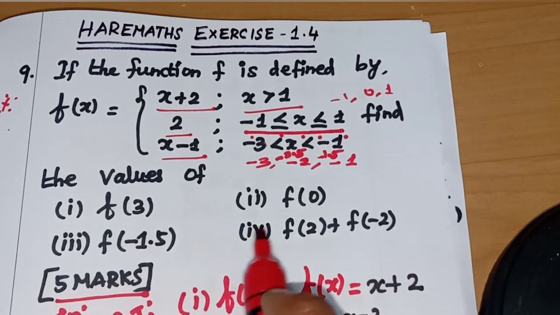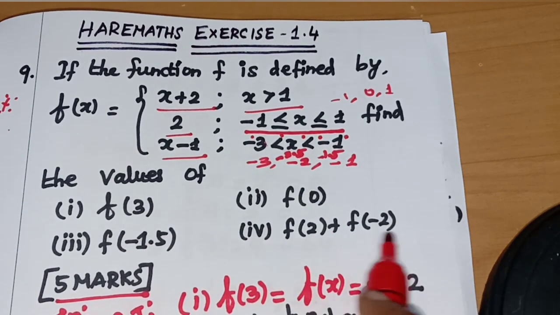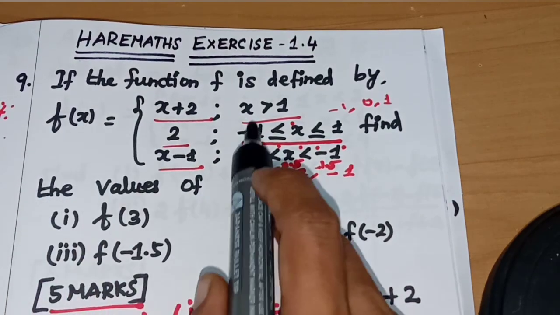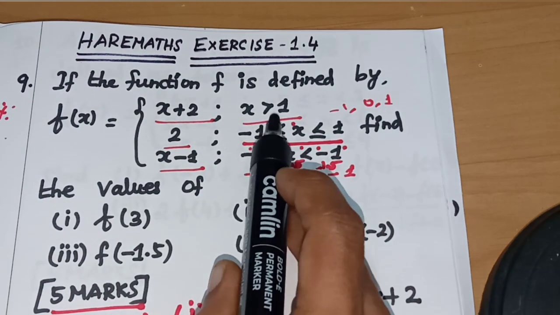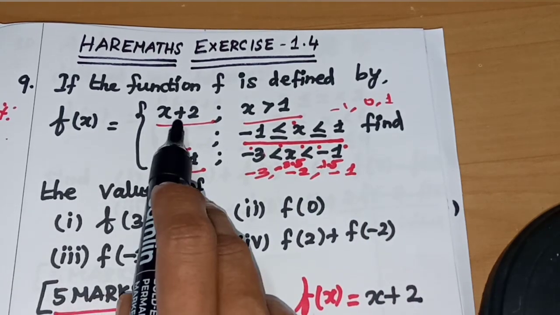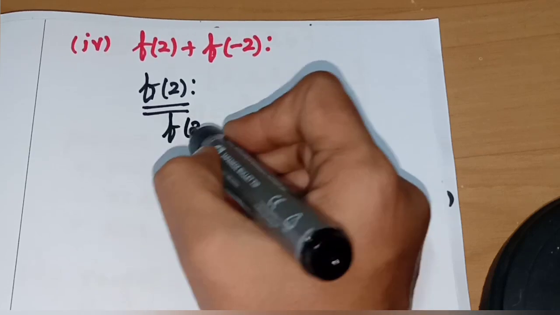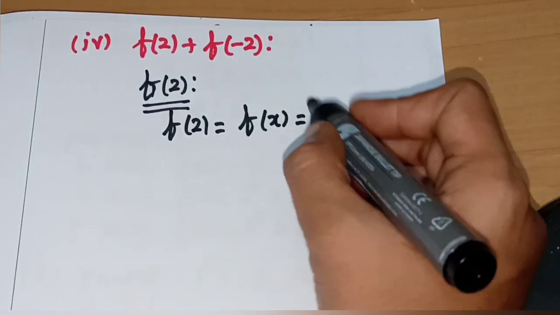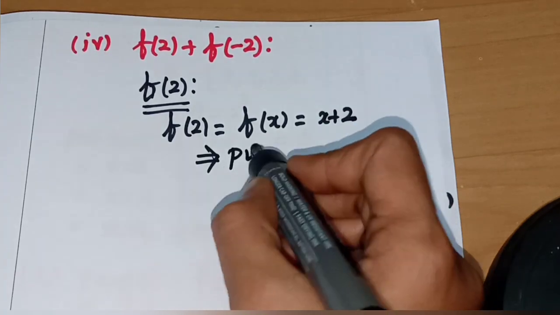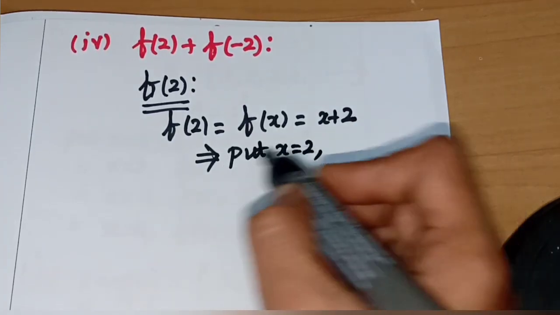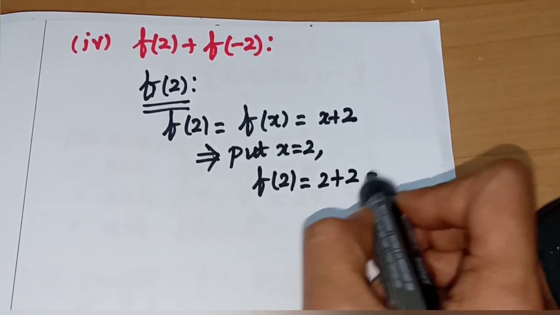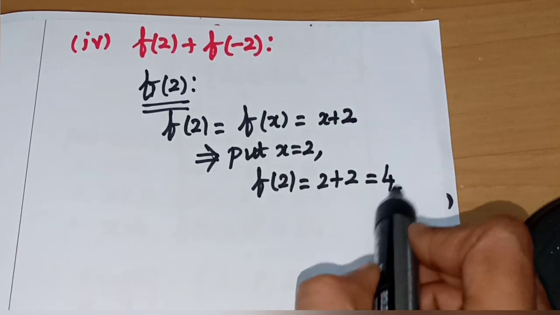See the question, fourth subdivision f of 2 plus f of minus 2. First find out f of 2. F of 2, the limit x greater than 1, above the 1: 2, 3 and so on. So function f of x equal to x plus 2. Put x equal to 2. So f of 2 equal to 2 plus 2 equal to 4. F of 2 value is 4.